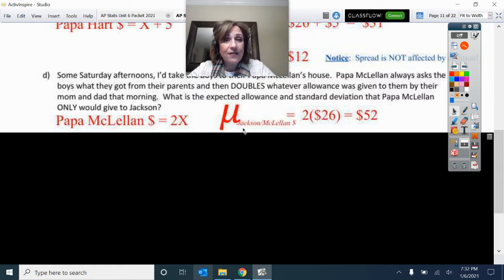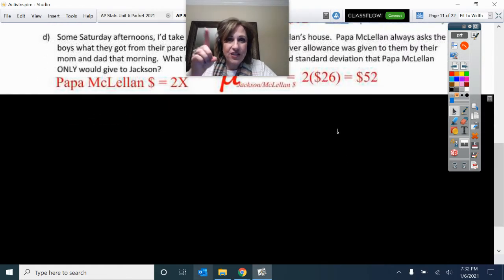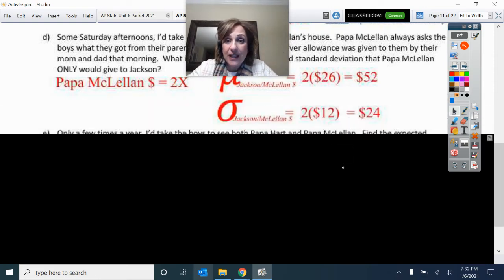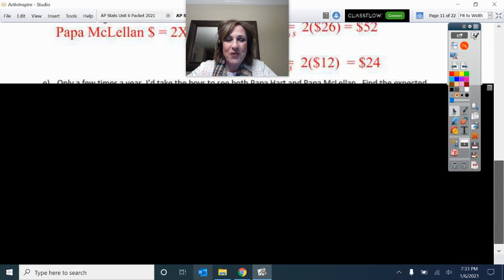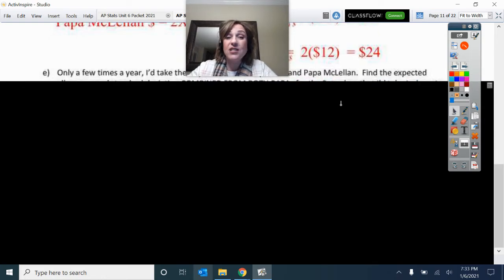Okay, so how does that affect his expected value? So on average, over time, Jackson could expect, holy moly, he's going to get $52 a week from Papa McClellan. With what standard deviation? How varied is it going to be? Well, that multiplying by 2 did stretch that spread. It stretched it to 24. So there is more variability in what Papa McClellan gives him over time, but it is centered around 52 instead of 31.